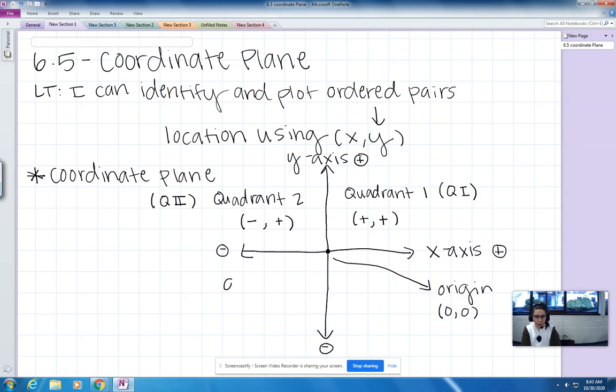Now we're going to move down here to quadrant 3. This one is often referred to as Q Roman numeral 3, like that. In quadrant 3, we are to the left side of the origin, so all of our x values are negative, and we are also below the origin, so that means all of our y values are negative as well. So every location, every ordered pair in quadrant 3 has a negative x and a negative y. And then last but not least, this one over here, quadrant 4.